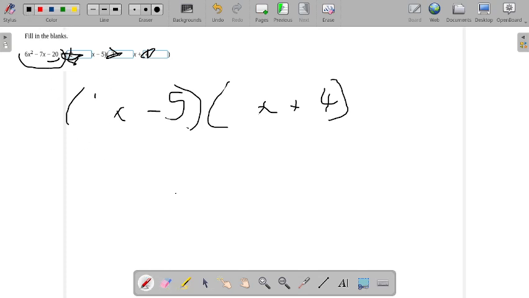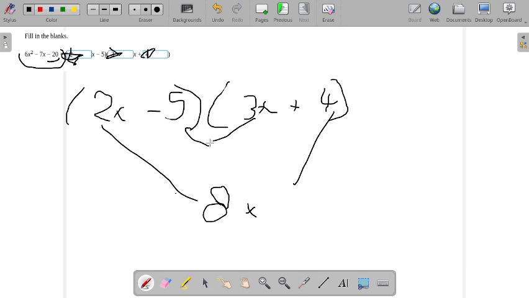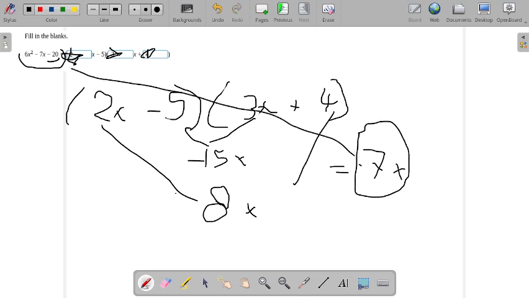Which would be 2x minus 5 into 3x plus 4. Now you check it. This is the worst diagram I've ever drawn. X minus 15x, which does give actually negative. Let me just draw it. Negative x, negative 7x, which does match the negative 7x that's here. So this is a right answer.